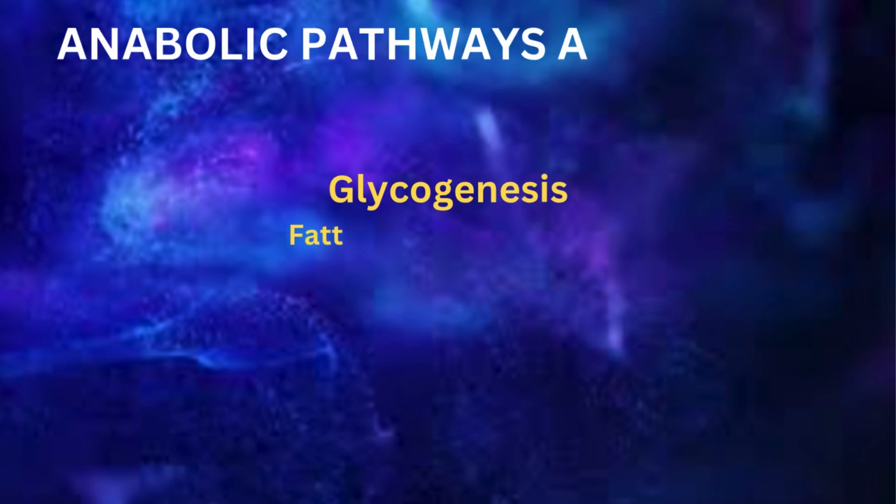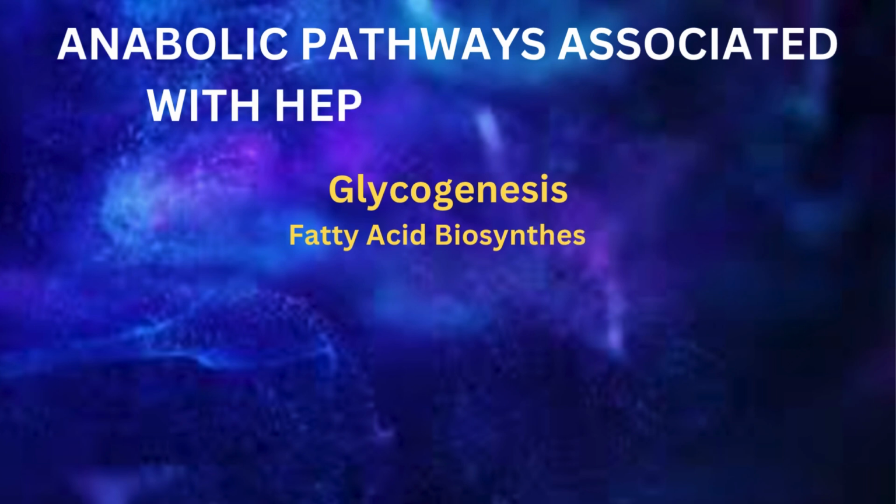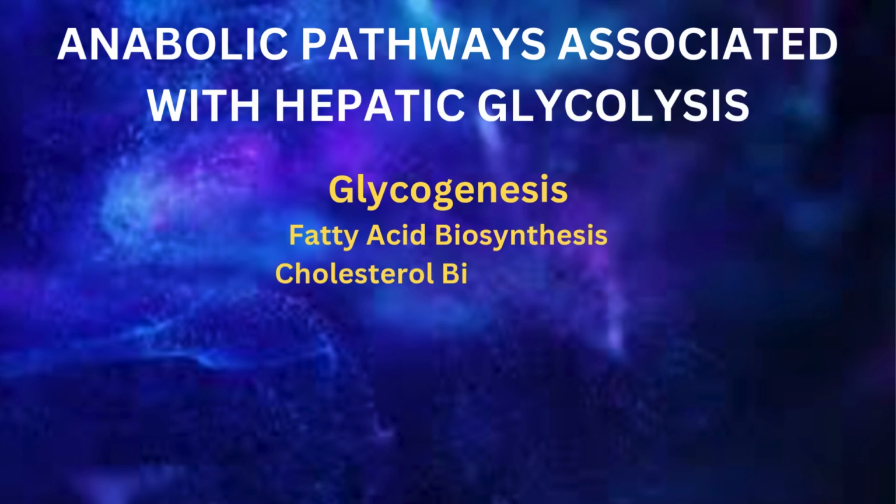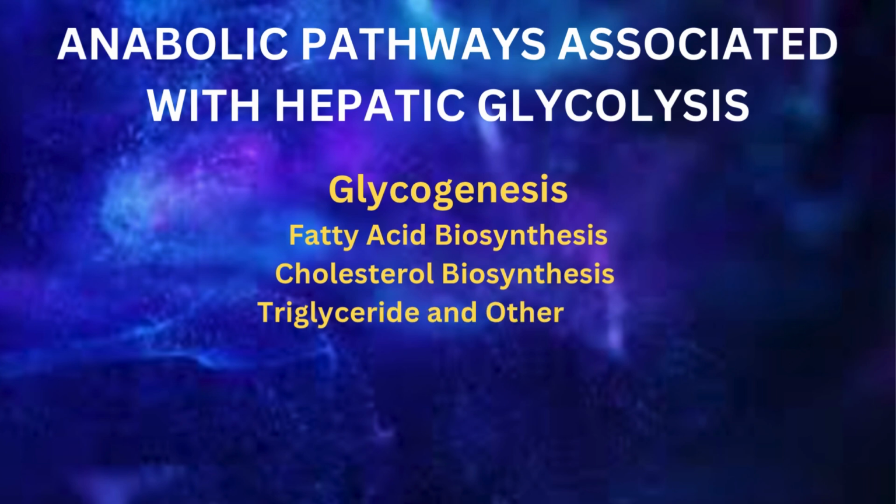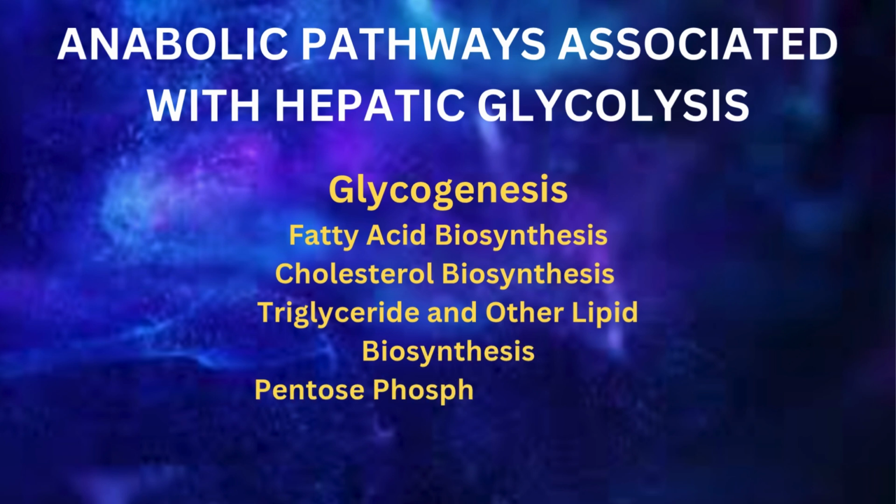Anabolic pathways associated with hepatic glycolysis. In the liver, glycolysis is connected to several anabolic processes. These processes utilize glucose to form other important products in the body. One of them is glycogen. In the fed state, insulin enhances glycogenesis, especially in the liver and skeletal muscle.